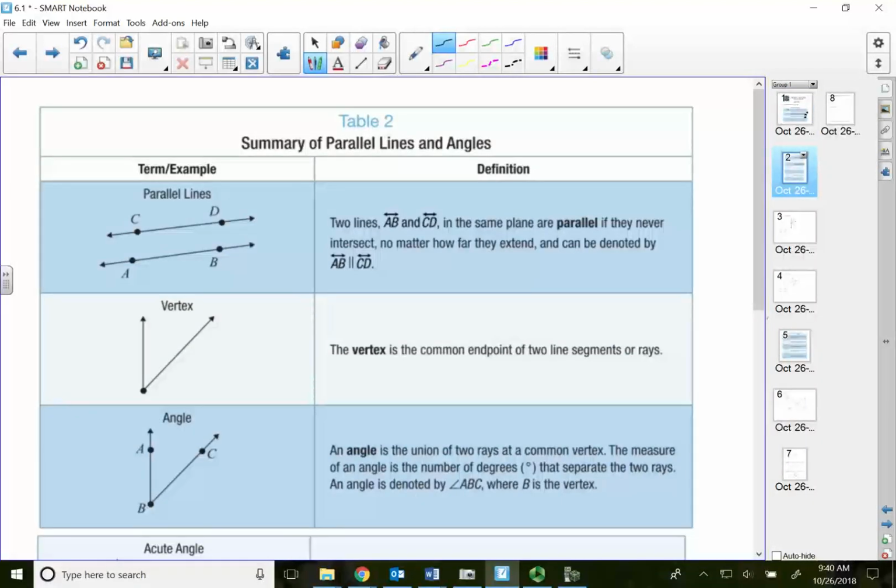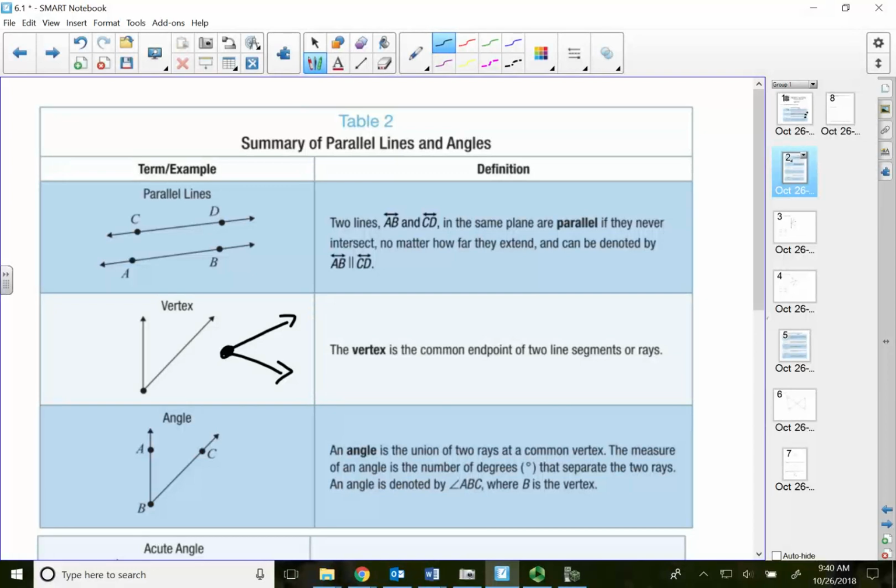All right, take a look at some of these real quick. Parallel lines: if I have two lines, line AB and line CD, in the same plane that are parallel, that means they will never intersect. Parallel lines never intersect. Earlier I said if I have two rays that share the same common endpoint, that creates an angle, and that common endpoint is called the vertex.